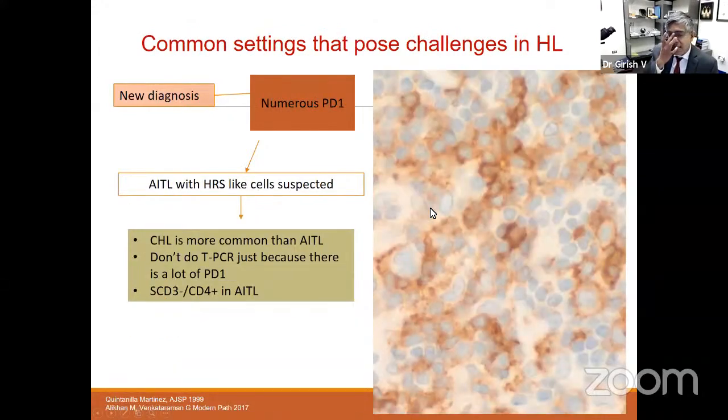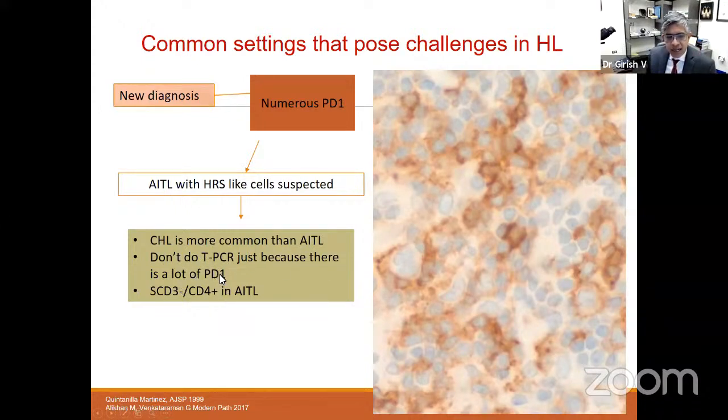The second setting is doing a PD1 and seeing numerous PD1 positive cells. So people immediately think of AITL the moment they see numerous PD1s, and they immediately think AITL with Hodgkin-like cells, just because they know a rare diagnosis. At the end of the day, common things are common. CHL is more common than AITL, and don't go do a T-cell PCR just because there's a lot of PD1.